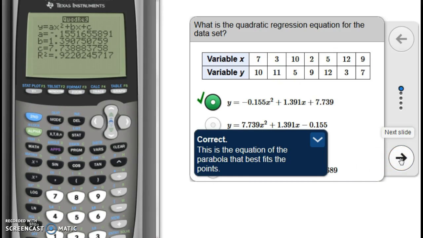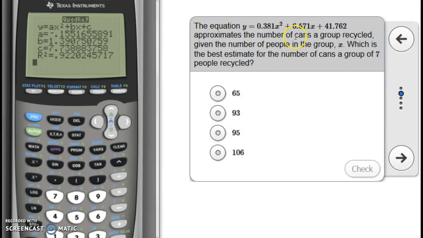Okay? It also gives you the correlation coefficient squared there, which is the coefficient of determination. All right, in the equation, y equals 3.381 x squared plus 6.571 x plus 41.762. It approximates the number of cans a group recycled given the number of people in the group, x, which is the best estimate for the number of cans in the group of 7 people.